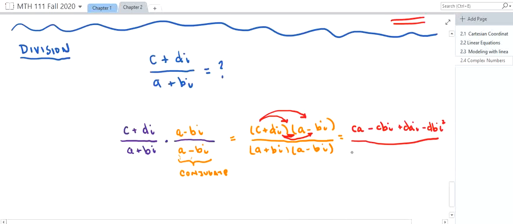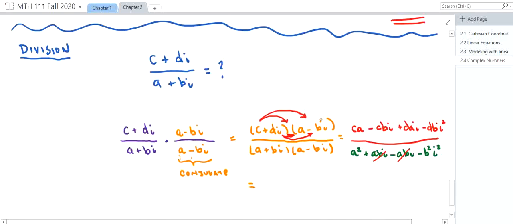In the denominator, I'm going to go ahead and do this. A squared plus ABi minus ABi minus B squared i squared. Notice now, ABi minus ABi will leave the denominator. And since this is i squared, that's negative 1, this term is just going to change sign, but it's going to turn into a real number.